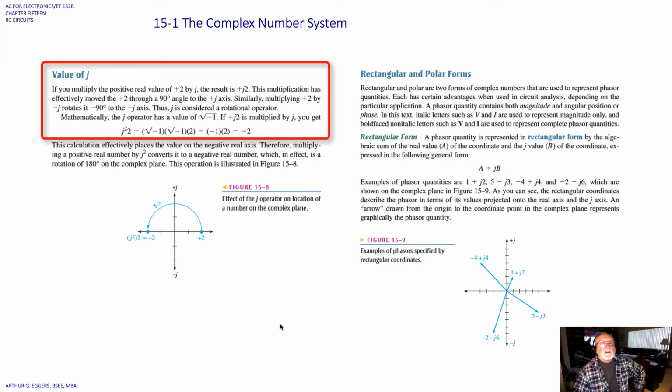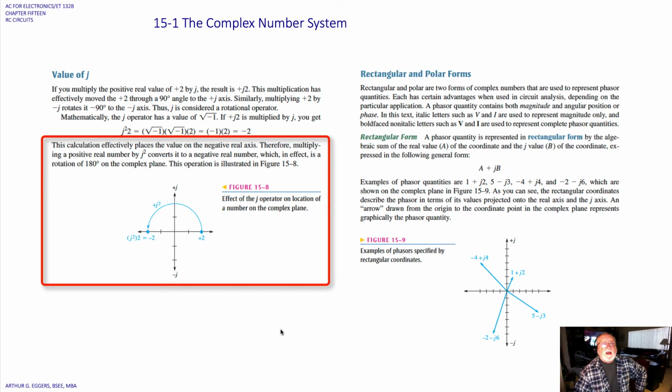This calculation effectively places the value on the negative real axis. Therefore, multiplying a positive real number by J squared converts it to a negative real number, which in effect is a rotation of 180 degrees in the complex plane. This operation is illustrated in the diagram below. So you can see below what actually happens with the change in angle.